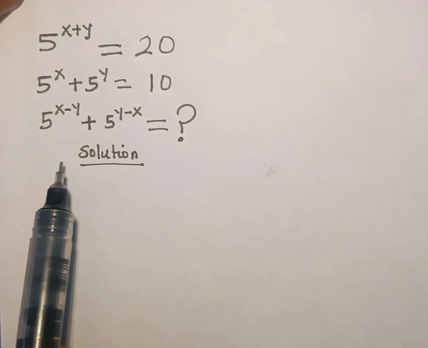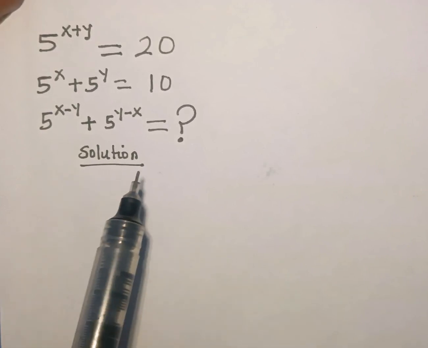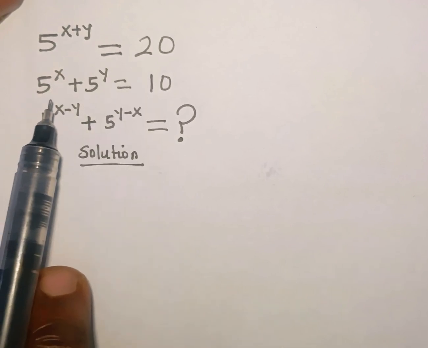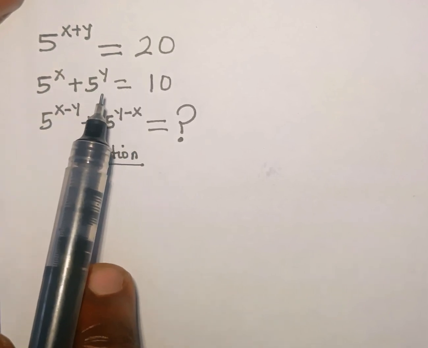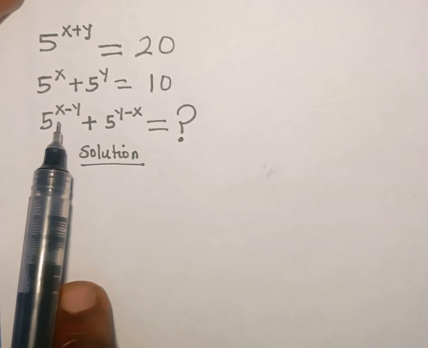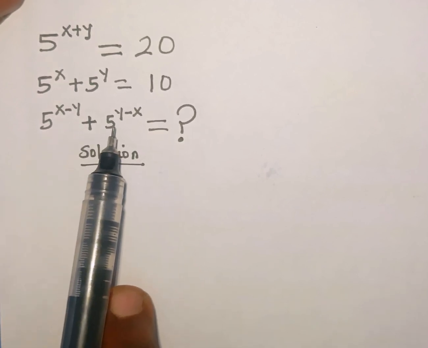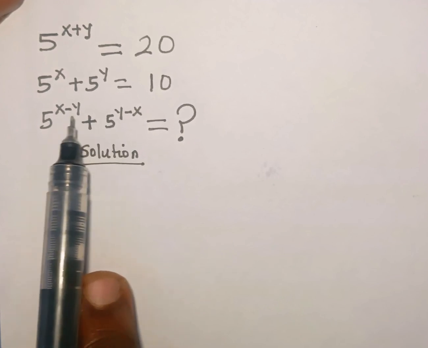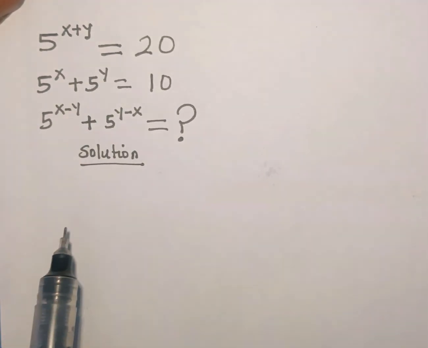We're going to provide a solution to this Olympiad math problem. We are given that 5 to the power of x plus y is equal to 20, and 5 to the power of x plus 5 to the power of y is equal to 10. Then what is the value of 5 to the power of x minus y plus 5 to the power of y minus x?